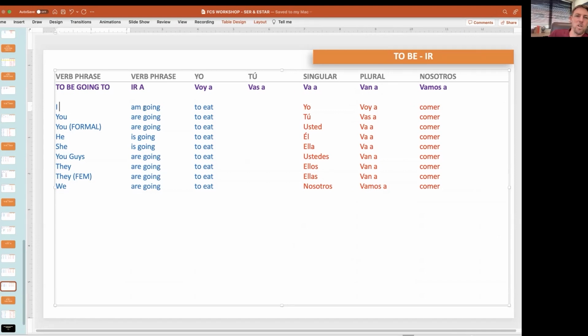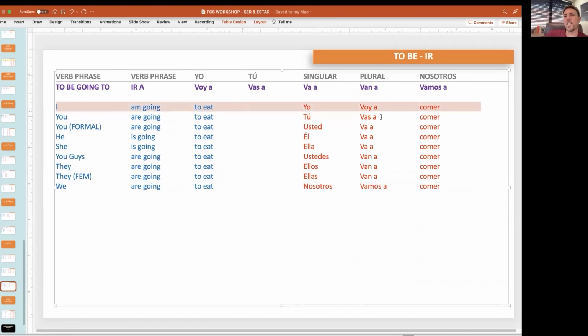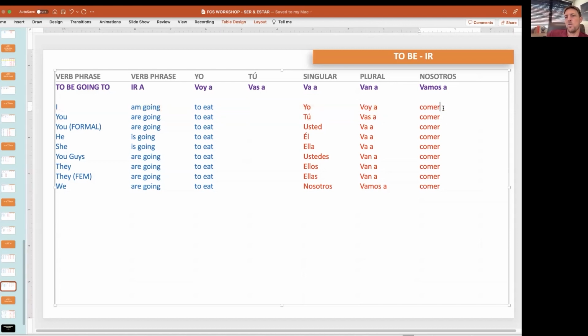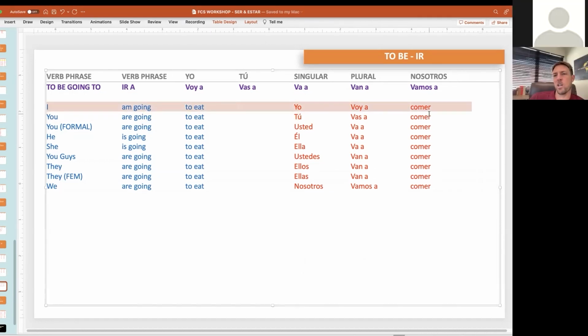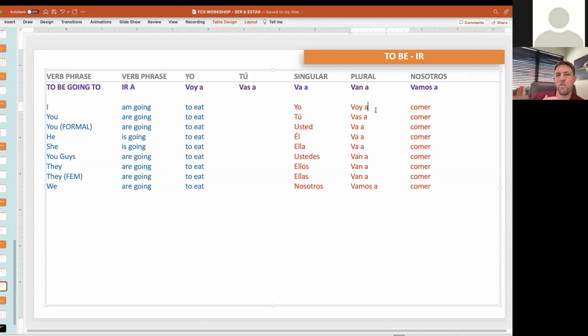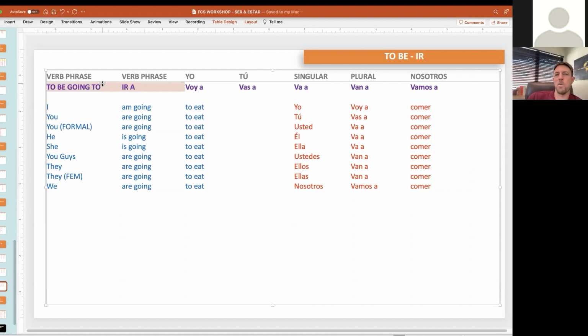Okay. So I am going to eat. Yo voy is I'm going. Comer means to eat. So what does the a mean here? And the answer is nothing in this case. It's extra. It's nothing. Okay. I'm going to eat. Yo voy a comer. It's just the verb phrase is ir a, to be going to do something. Ir a comer.